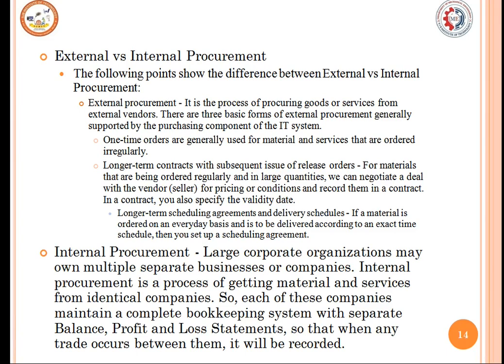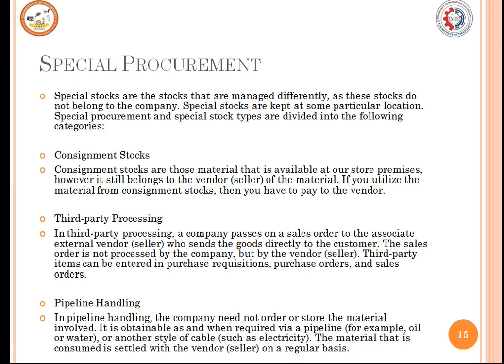One-time orders are generally used for materials and services that are ordered irregularly. So when we go with a contract, there will be a longer term contract. Longer term means the negotiations will be there related to the pricing and the delivery terms. So their agreement will be there about the supply of the material at regular intervals.